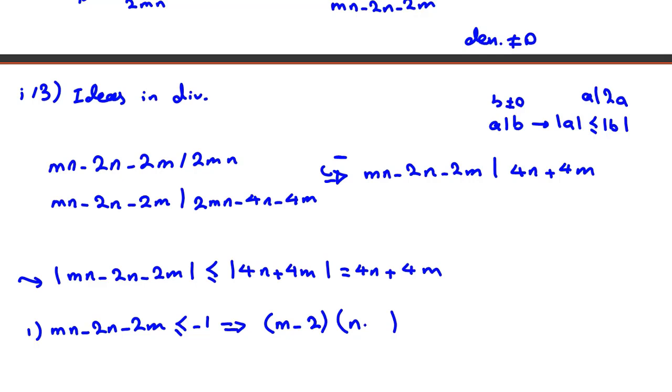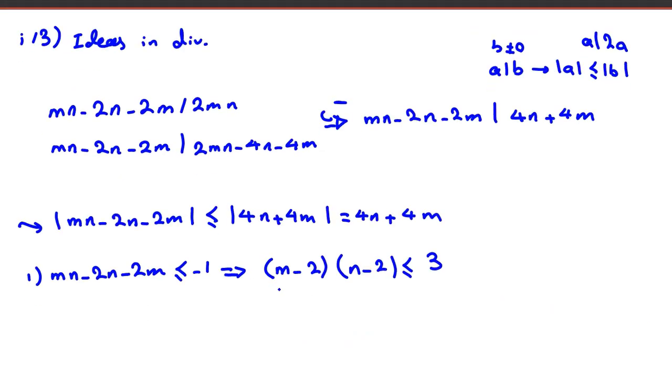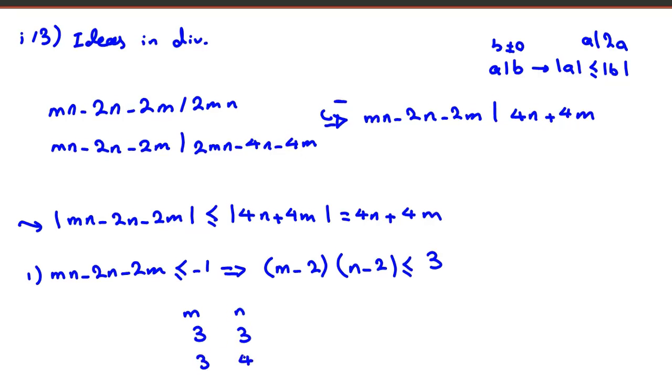n minus 2, m minus 2, n minus 2, then we have mn minus 2m minus 2n plus 4. It is at most 3, okay? 4 minus 1. Now, if we consider cases, mn, we know there are at least 3, so if we have 3, 3, it will be okay. If we have 3, 4 also.